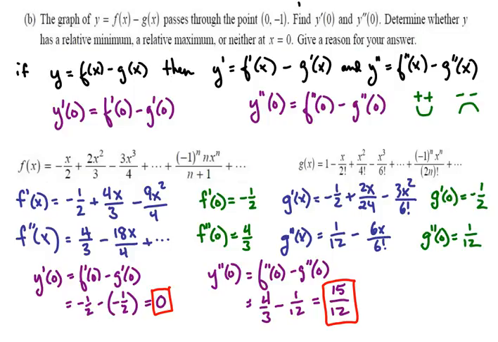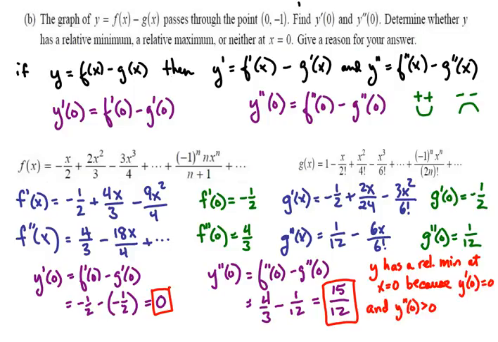Since the second derivative is positive, the function is concave up, and that means that the zero derivative is a minimum. So y has a relative min at x equals 0 because y prime of 0 equals 0, y prime prime of 0 is greater than 0, the function is concave up, and the zero derivative is at the bottom, or the minimum, of that.